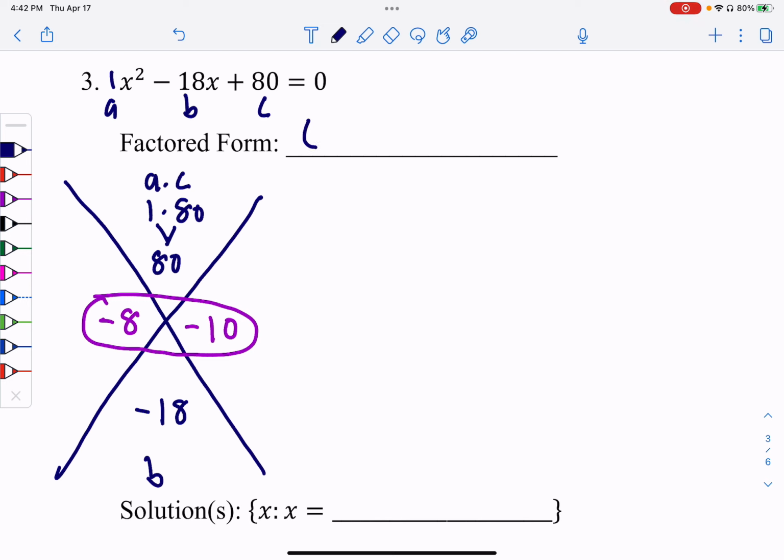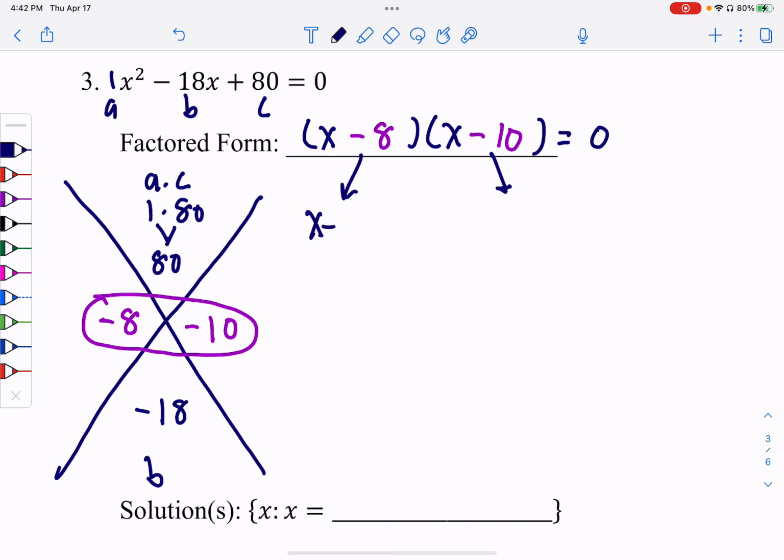So our two factors are x minus 8, x minus 10, and our equation is still equal to 0 again, right? Because that's what we started with. So we just factor first, do our zero product property, like we do. So x minus 8 equals 0, x minus 10 equals 0. And then we solve each one separately.